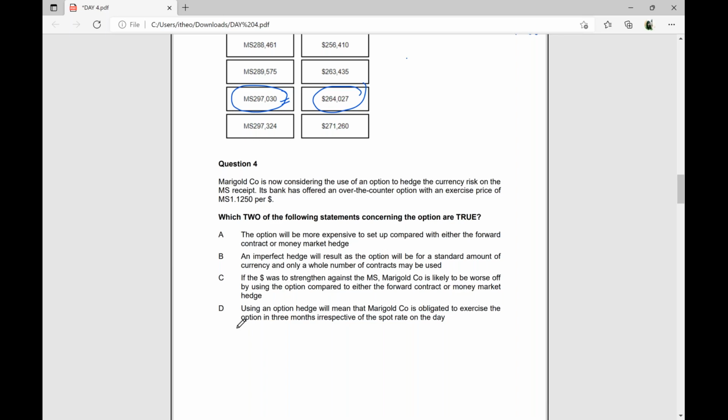Marigold is now considering the use of an option to hedge the currency risk.